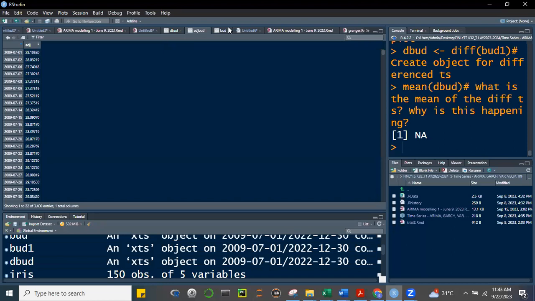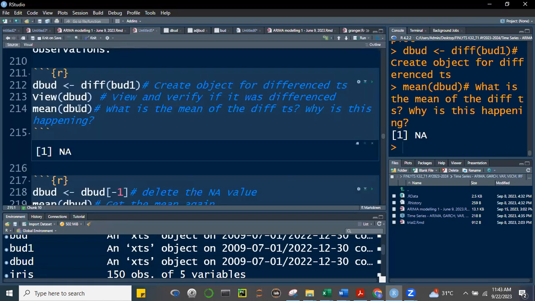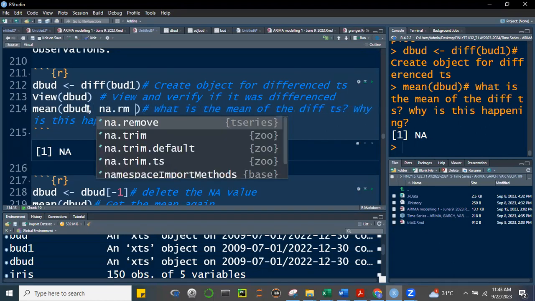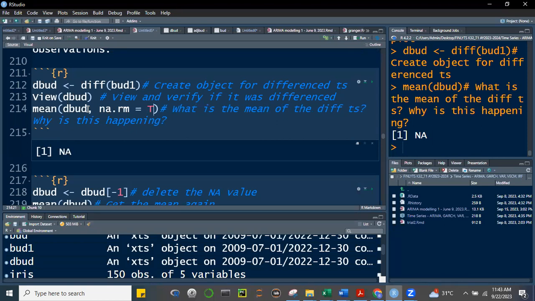If we take a look at our data, dbud does have an NA. So it's saying we cannot get, let's say, the standard deviation or mean of a data set that has missing values. So how do we address that? We can do this: na.rm equal to TRUE. Get the mean of dbud, and the NAs will be removed. So try this first.